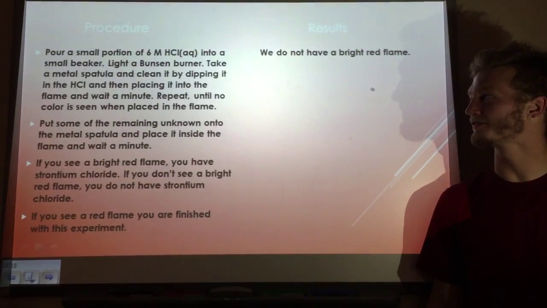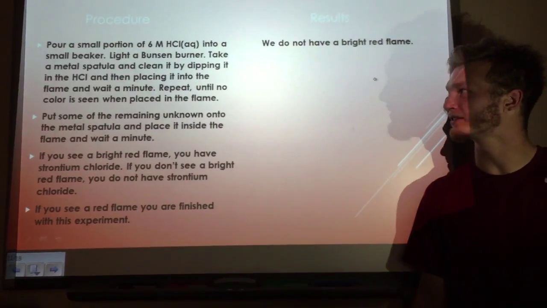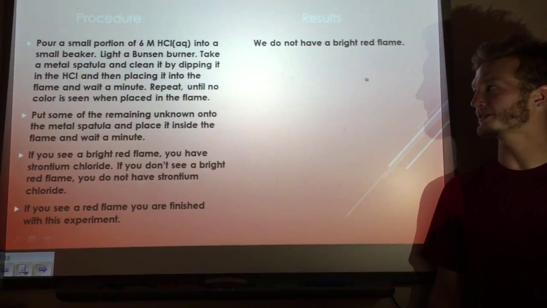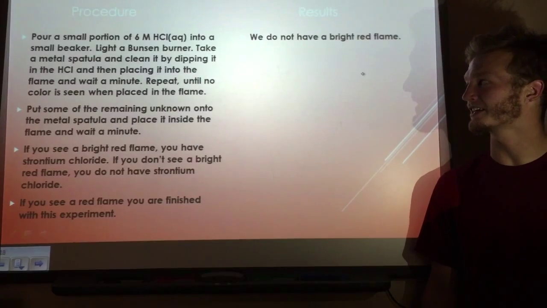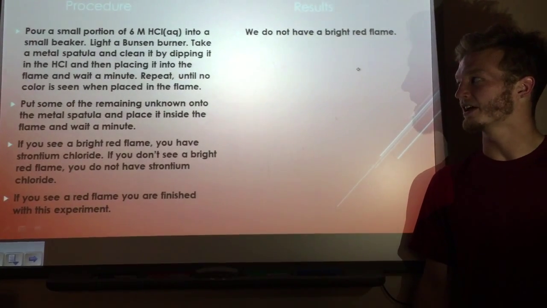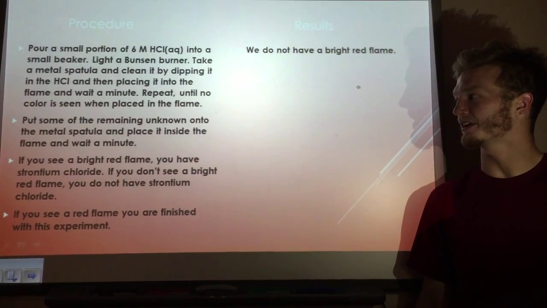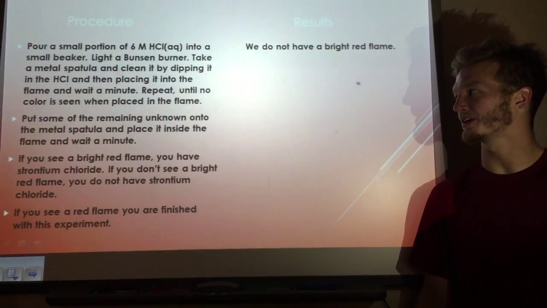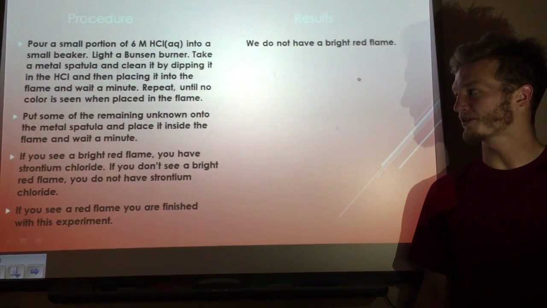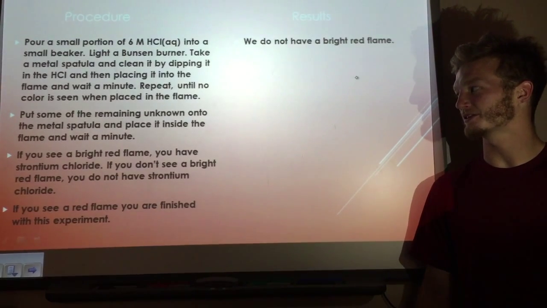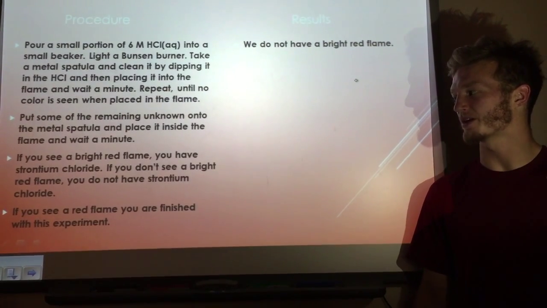Pour a small portion of 6 molar HCl into a small beaker. Light a Bunsen burner, take a metal spatula and clean it by dipping it into the HCl and then placing it into the flame, and wait a minute. Repeat until no color is seen when placed in the flame. Put some of the remaining unknown onto the metal spatula and place it inside the flame and wait a minute.